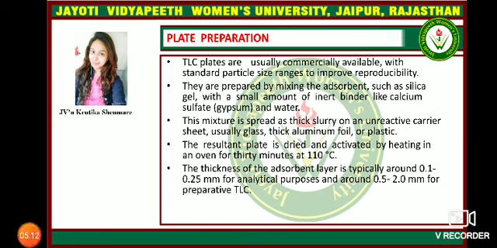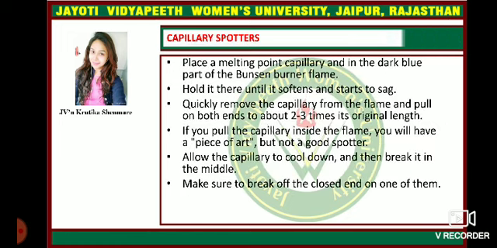This mixture is spread as a thick slurry on an unreactive carrier sheet, usually glass, thick aluminum foil or plastic. The resultant plate is dried and activated by heating in an oven for 30 minutes at 110 degrees Celsius. The thickness of the adsorbent layer is typically around 0.1 to 0.25 mm for analytical purposes and around 0.5 to 2 mm for preparative thin layer chromatography.